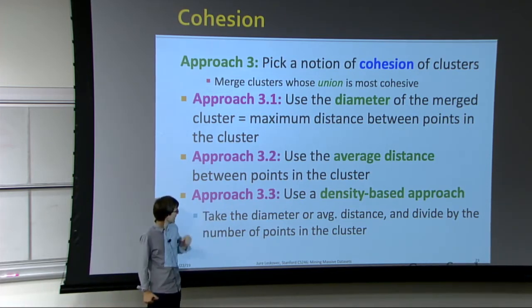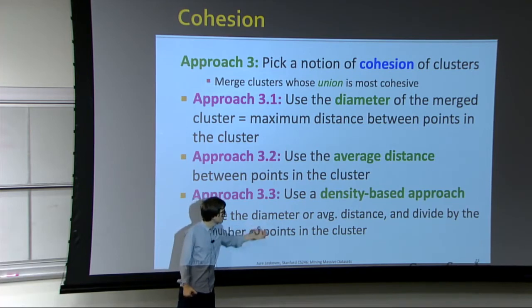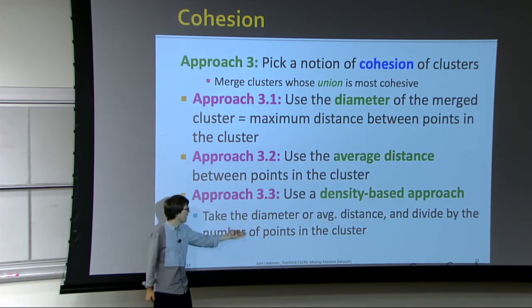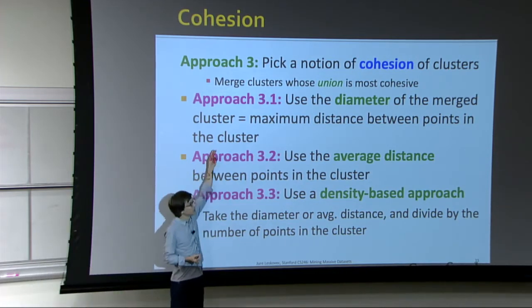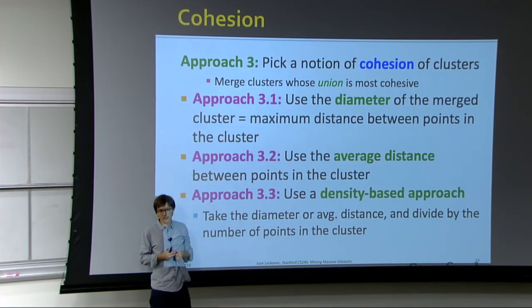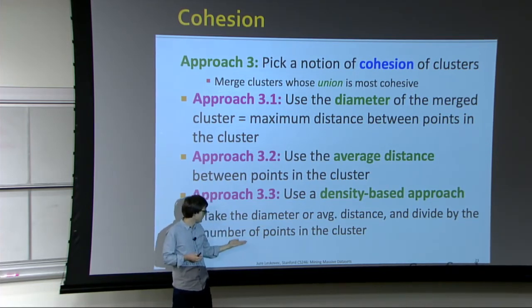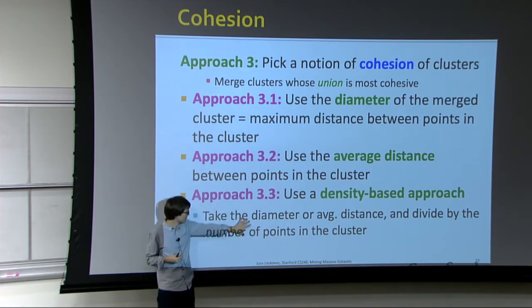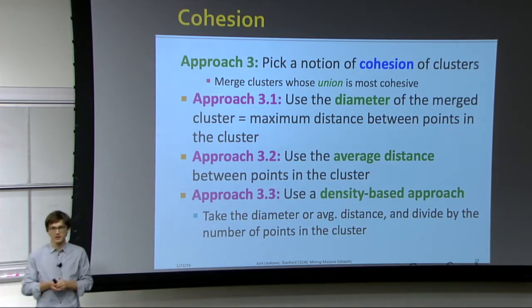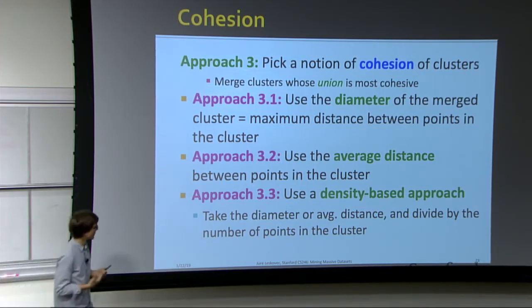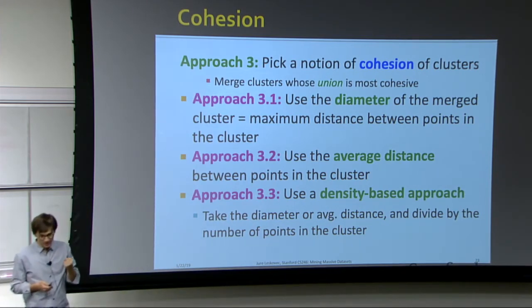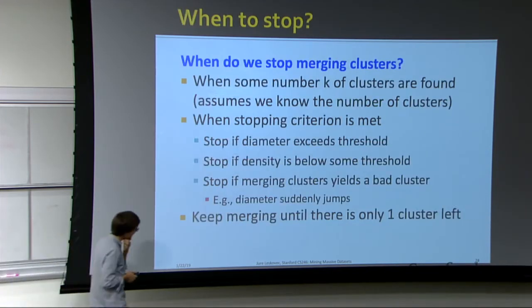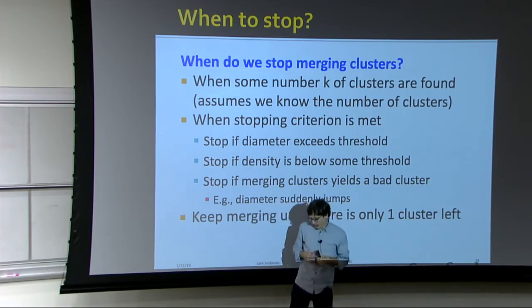Or you could use some kind of density-based approach, where you take the diameter or average distance and somehow divide it by the number of points in the cluster. So why am I saying this? Because, for example, clusters that are small and tight will have small diameters. But if you do density, you normalize by the number of points in the cluster. So larger clusters are allowed to have bigger diameters because they have more points in them. The specific choices will depend on the specific application that you have in mind and the specific goal you want to achieve with the clustering.